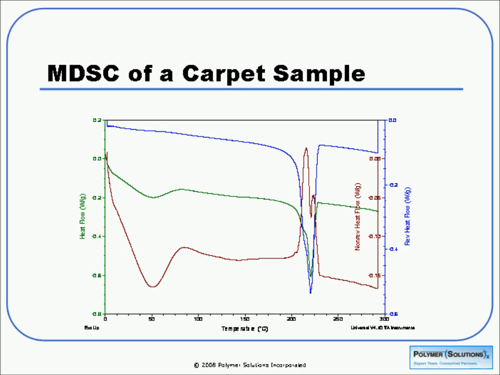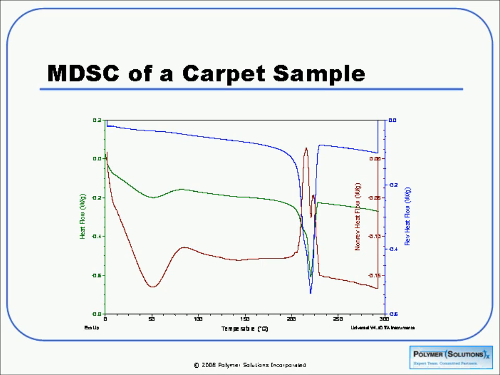Now, I mentioned modulated DSC. This is a newer technique, but it does have a lot of power. It can be used to separate out overlapping transitions. Now, the conventional DSC, as I mentioned, usually has a linear heating ramp of 10 C a minute or so. With modulated, you actually overlay that with a sinusoidal oscillation of temperature, and that allows you to separate your signals into reversing and non-reversing heat flows.